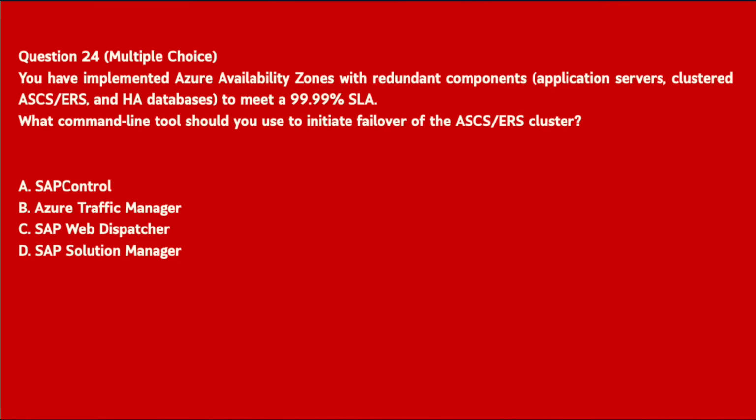You have implemented Azure availability zones with the redundant components, application servers clustered, ASCS ERS and HA database to meet 99.99% SLA. What command line tool should you use to initiate failover of ASCS/ERS cluster? SAP Control, Azure Traffic Manager, SAP Web Dispatcher, or SAP Solution Manager?